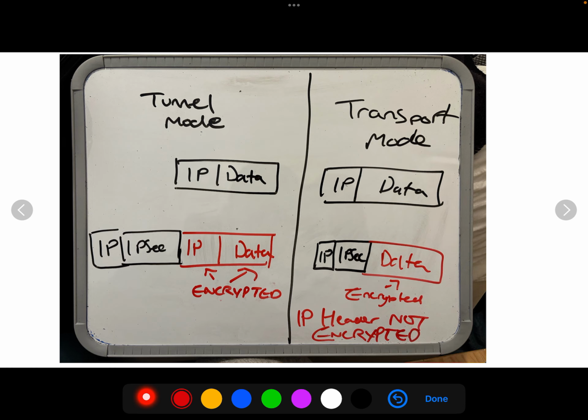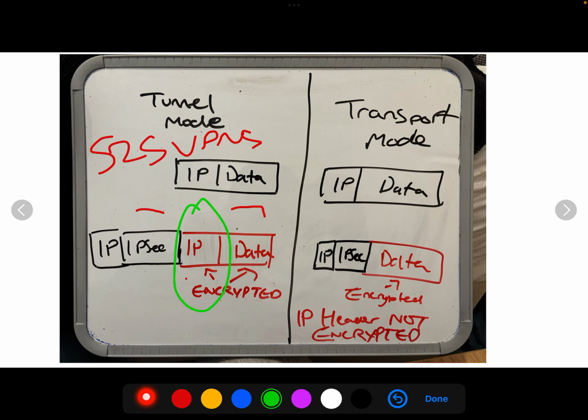So let's finally look at tunnel mode and transport mode. Essentially the difference between them, if you look here, you can see an IP header, the data, and you can see IPsec and an IP header there. What's happening is, with tunnel mode, which we use for site-to-site VPNs, the IP header is encrypted.